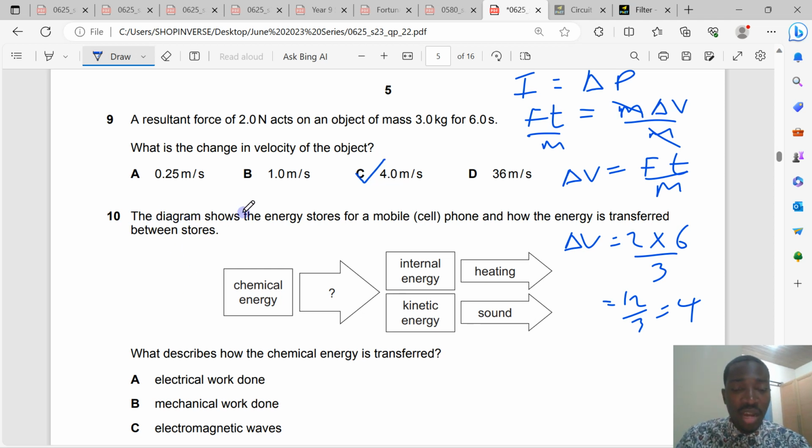Question 10. The diagram shows the energy stored for a mobile cell phone.